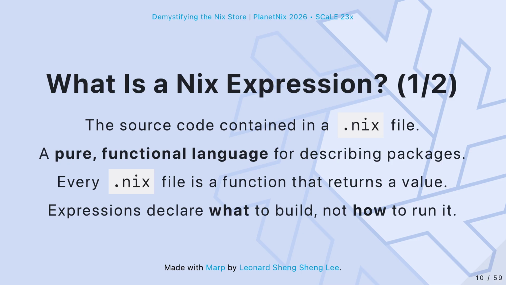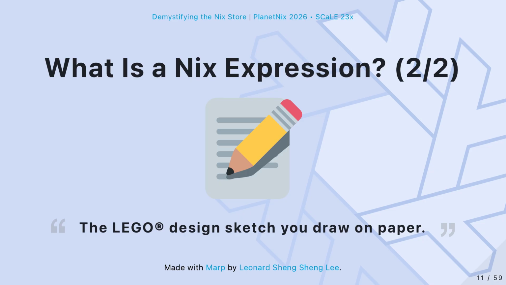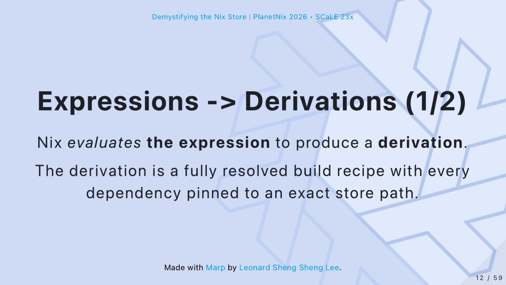As a recap, what is an expression? Just imagine that the expression is like the Lego model that you sketch on paper. This is the first step, you sketch on paper. Now, in order to translate the Nix expressions into derivations, Nix evaluates the expressions to produce or realize derivations. The derivation is a fully resolved build recipe with every dependency pinned to an exact store path. And we will explain store path in more detail in the later slides.